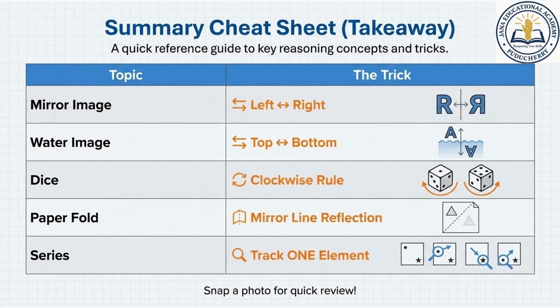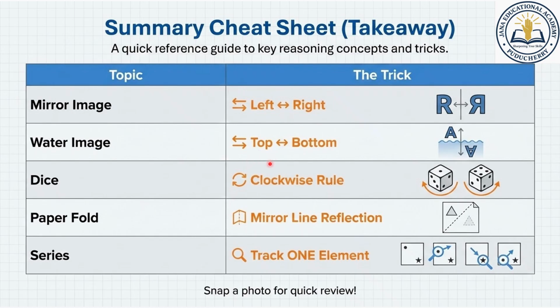Okay. This is a summary of non-verbal reasoning. You see what you have to remember in the mirror image? In the mirror image, left is changed to right. You see here R, here it is a horizontal line. It is on the left side. Now after the mirror image, it comes to the right part. So in the mirror image, left is always changed to right.